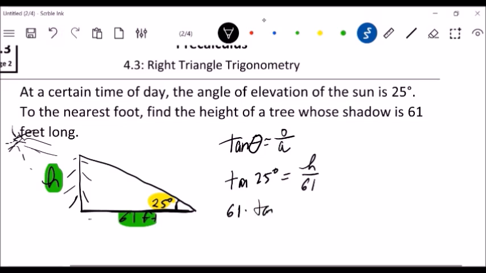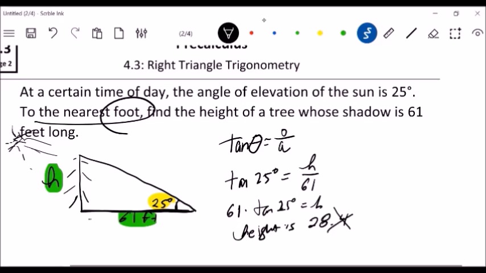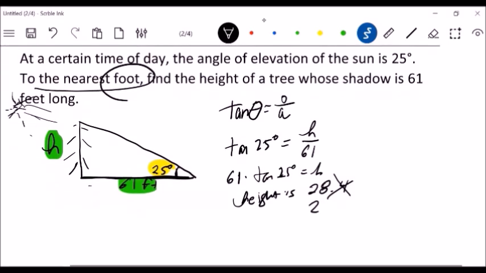61 times the tangent of 25 degrees will be equal to the height. And when you put that in the calculator, the tangent of 25 degrees times 61, you get that the height is approximately 28 feet to the nearest foot. Now it's 28.4 feet, but I'll put the 4 first and then cross it out and say that it's 28 feet. There.